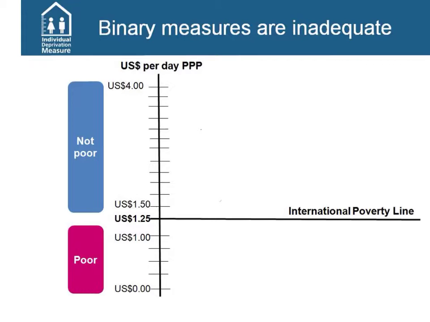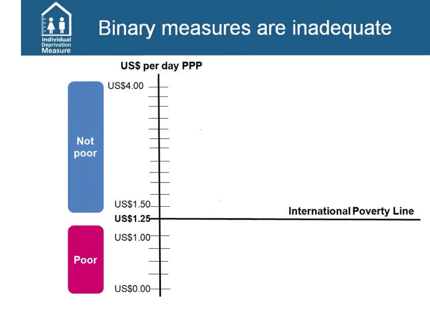One of the criticisms that we had of many existing measures is that they are binary in their approach. They adopt a cut-off point, below which people are classified as poor, above which people are classified as not poor. Our concern was that these binary measures, regardless of what the cut-off point is, are inadequate. They don't provide the detail or the nuance that's required to both understand poverty and to respond.